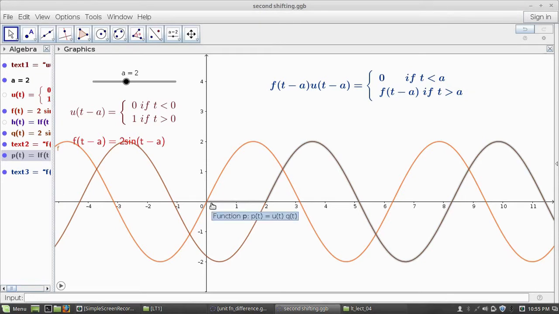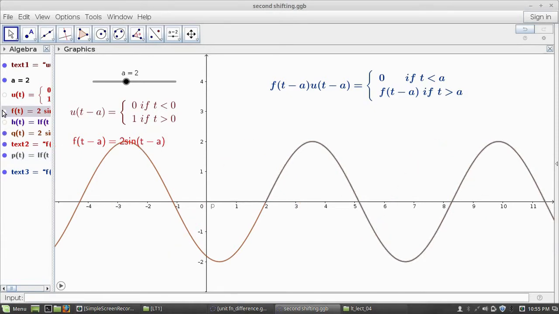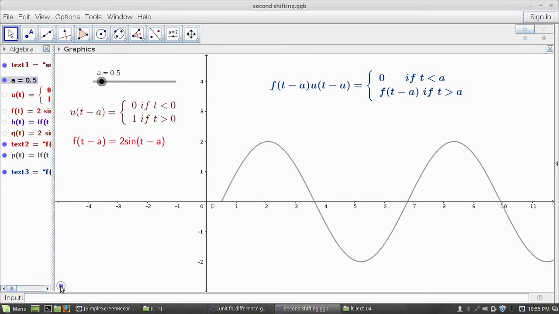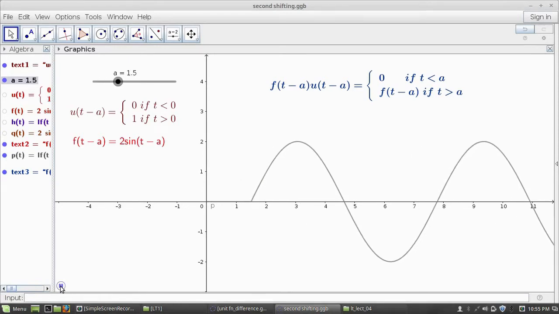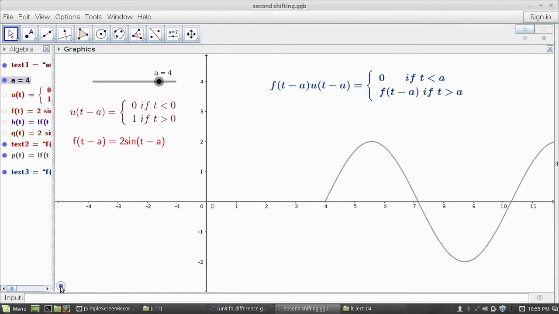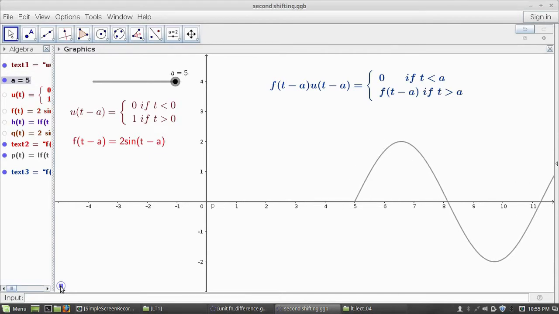See this blue curve. That means that blue curve, f(t - a) u(t - a), has the value 0 to the left of t = a and has the value f(t - a) after t = a. So if we change this parameter, we can see how f(t - a) u(t - a) works. For all t less than a, the output is 0 and the function starts after t = a.